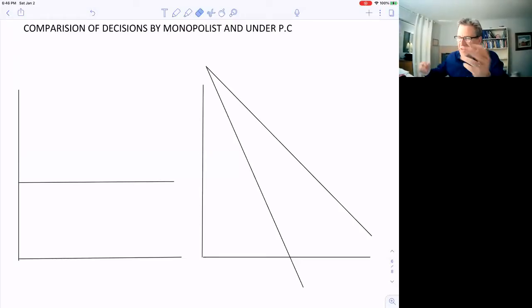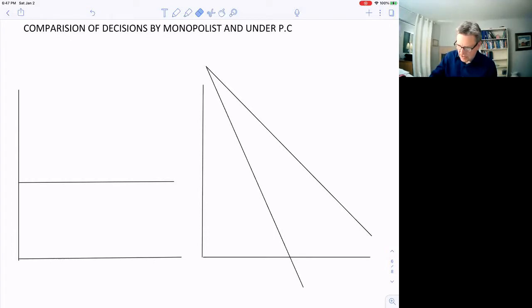And in this video, what I want to do is compare the decisions by a monopolist and the results, compared to the decisions of the firm working in perfect competition and what the results are.